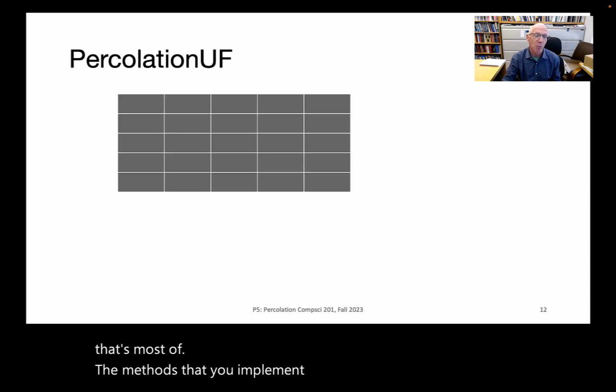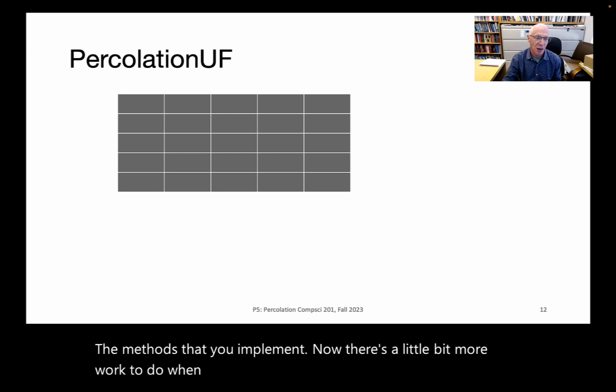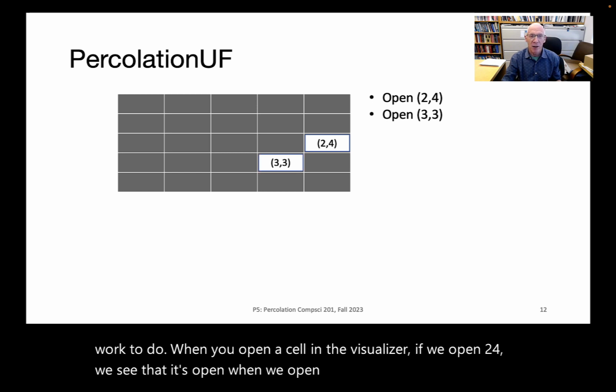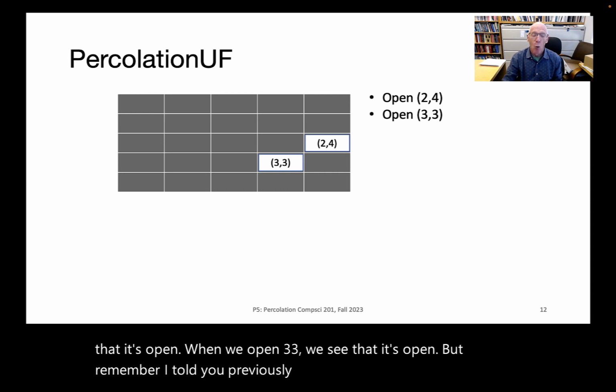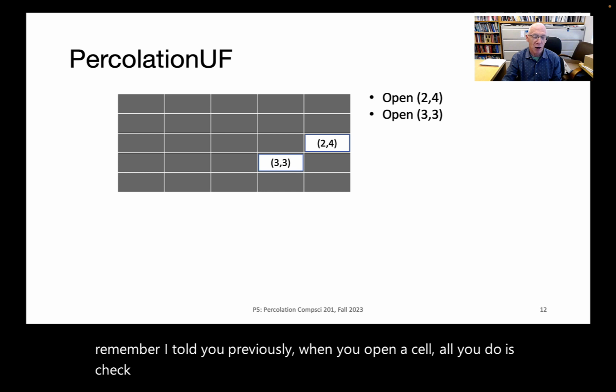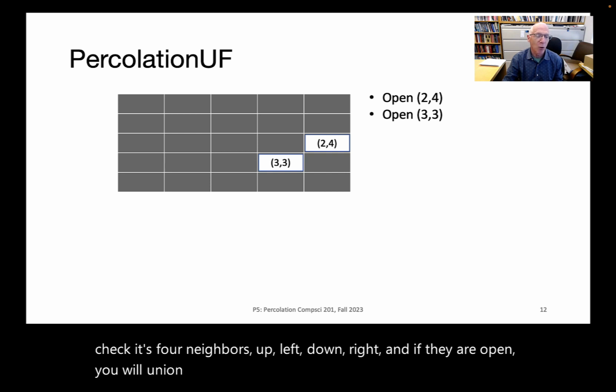Now, there's a little bit more work to do when you open a cell. In the visualizer, if we open 2,4, we see that it's open. When we open 3,3, we see that it's open. But remember, I told you previously, when you open a cell, all you do is check its 4 neighbors, up, left, down, right? And if they are open, you will union or merge them together.